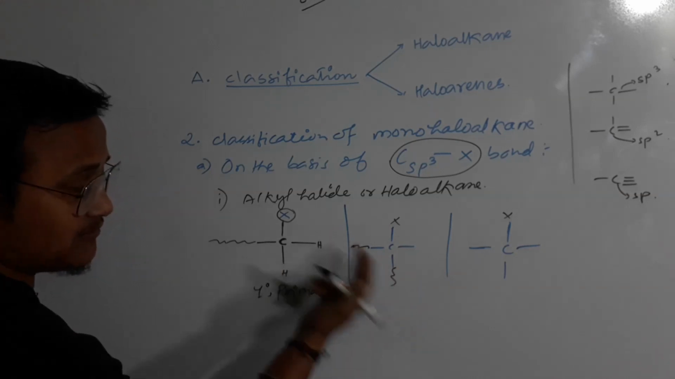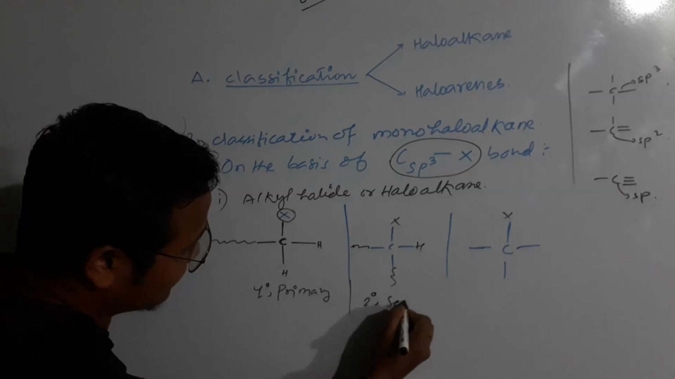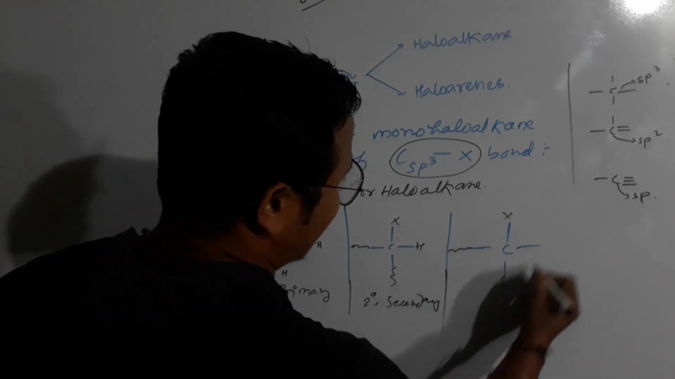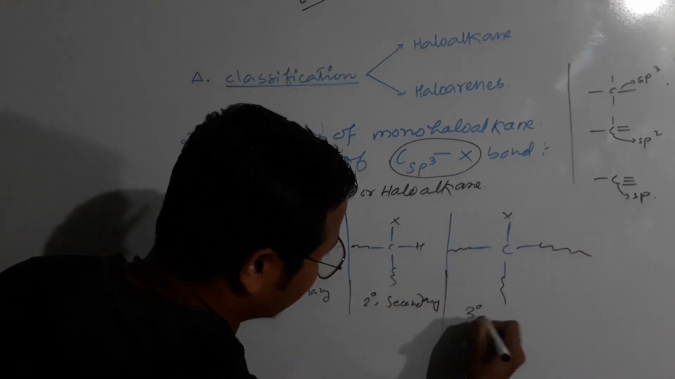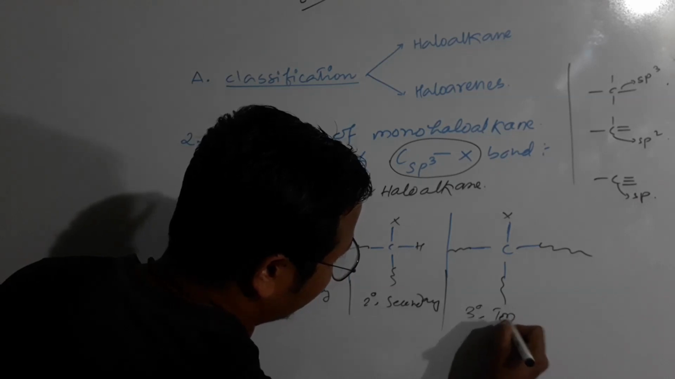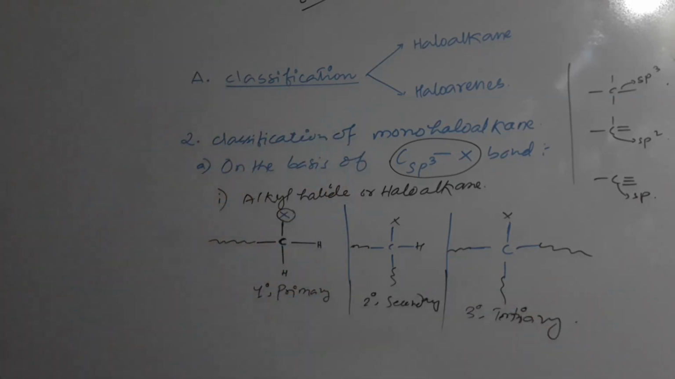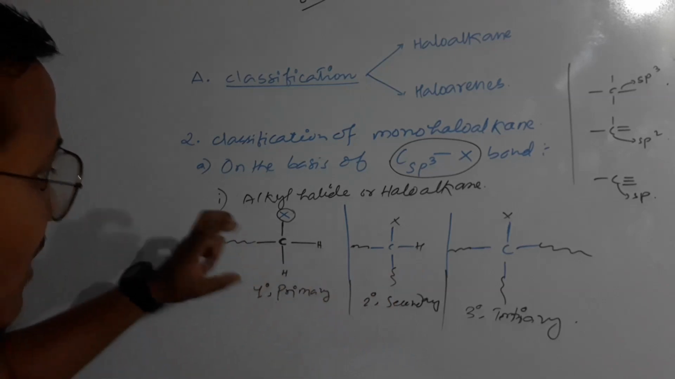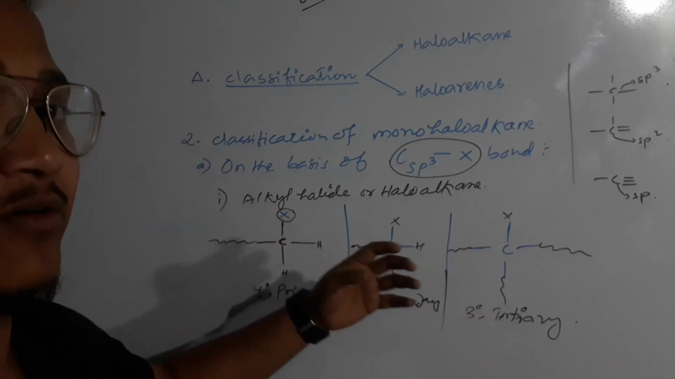Similarly here, two alkyl groups, meaning 2 carbon chains and 1 hydrogen, then it will be known as 2 degree or secondary. Clear guys? And if there is no hydrogen, all are carbon chains or alkyl groups, then they are known as 3 degree or tertiary. So it's very simple, you have to know these things. Try to remember that this 1 degree, 2 degree and 3 degree is applicable in the case of all compounds. Clear guys?